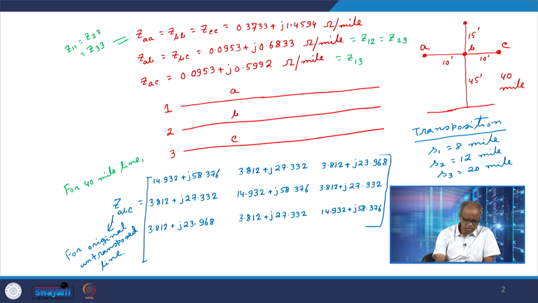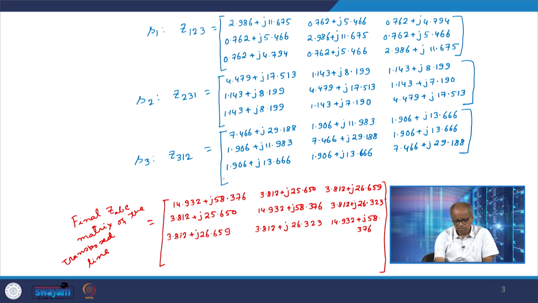And this is the original untransposed line. So now let us compare their corresponding values. If I look at the diagonal elements, this is 14.932 plus j 58.376. This is also 14.932 plus j 58.376. So, therefore, the diagonal elements are identically the same.